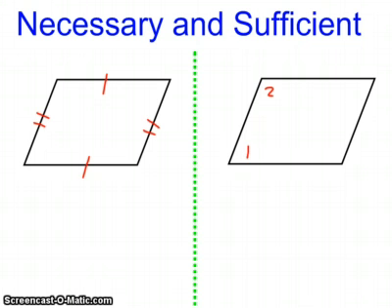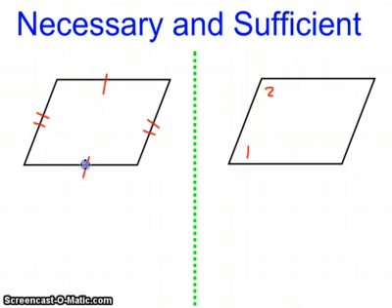What's necessary is that the lines are parallel. You have two pairs of parallel lines. That's what's necessary. But there's other ways to go about that. For example, I know that if opposite sides are congruent, then that's part of being a parallelogram.